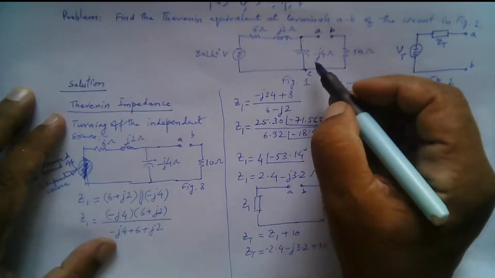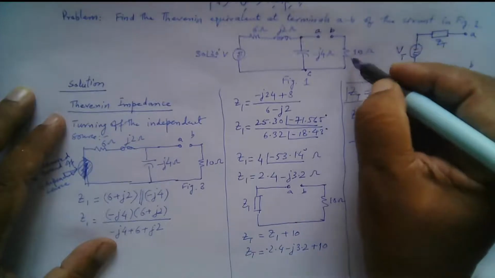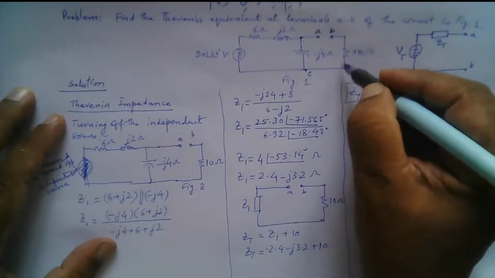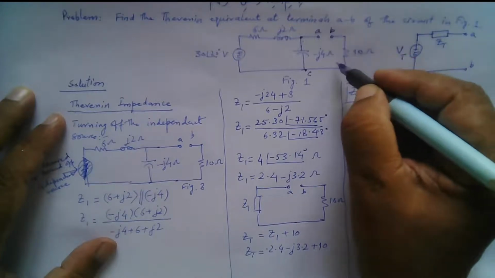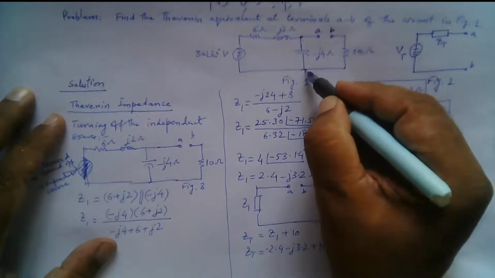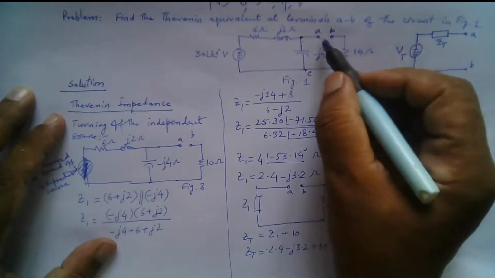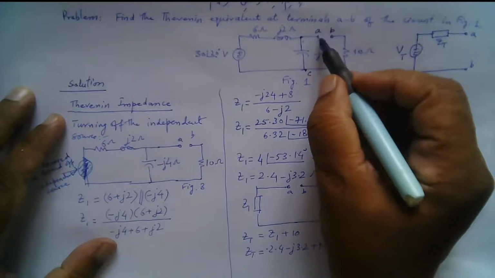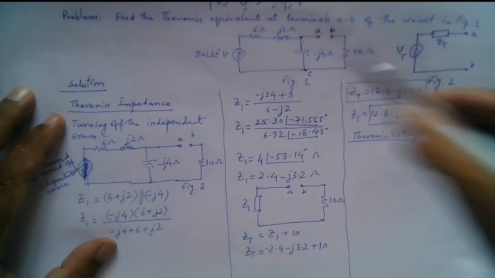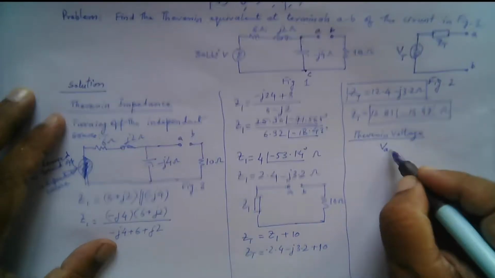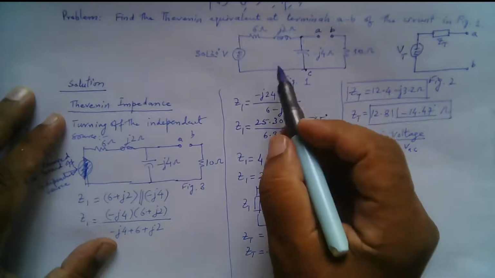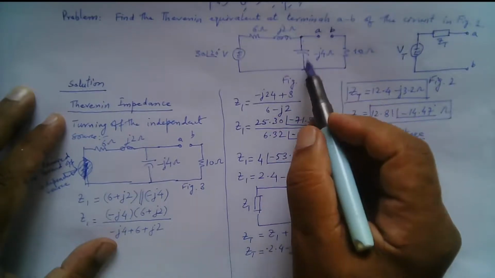Let me repeat it again. There is no current flowing through this 10 ohm resistance, right? So there is no voltage across this resistance. The voltage drop across this resistance is 0. So the potential here is the same as the potential here. It means that the potential difference between A and B is the same as the potential difference A and C, right? So I can say VAB is equal to VAC. So what we need to do is just find the voltage across this capacitor.